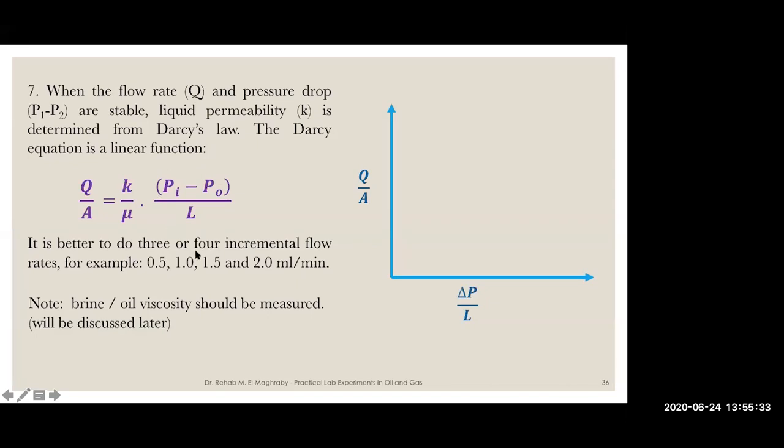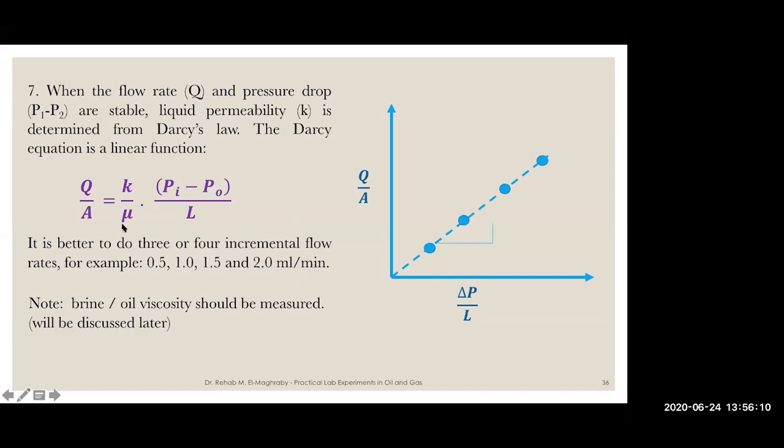And in your experiment, you will do at least 3 or 4 measurements. So you will change the flow from 0.5 milliliter per minute to 1 milliliter per minute, then 1.5 milliliter per minute. You change the flow and inject at least 2 pore volumes, then allow your system to stabilize and get the measurement of the pressure in and pressure out, or the pressure difference. The points you have should form a straight line passing through the origin.